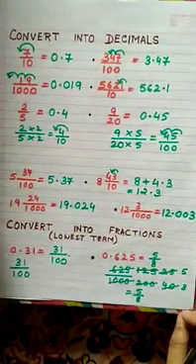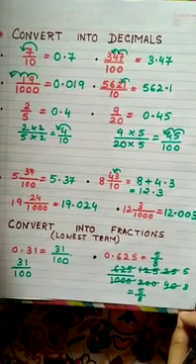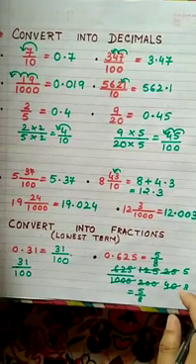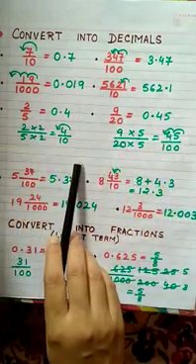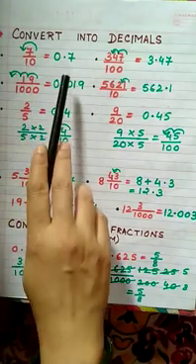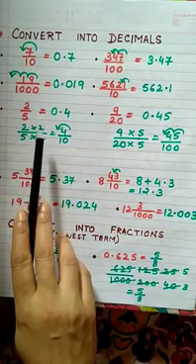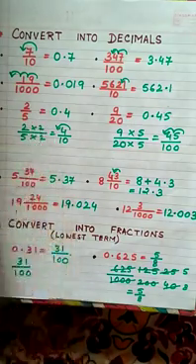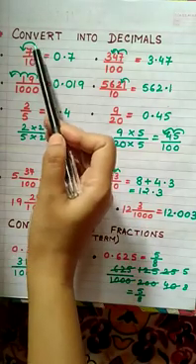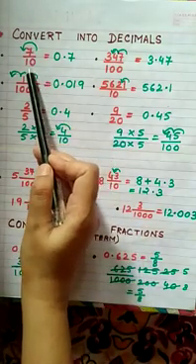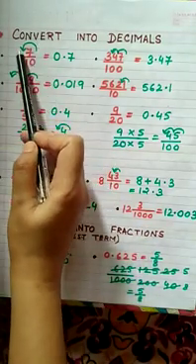Now next we have convert into decimals. How do we convert into decimals? Now when we convert into decimals, we shift the decimal towards left always. You have to remember, we shift the decimal towards left. So 7 by 10, we have 10 here. We shift one place back.